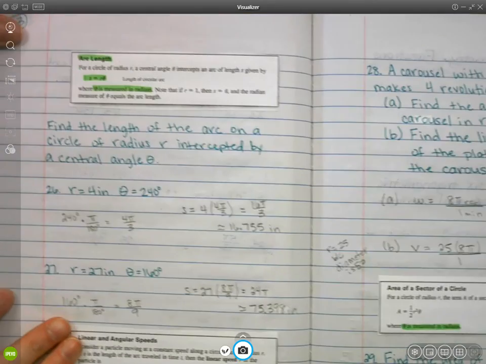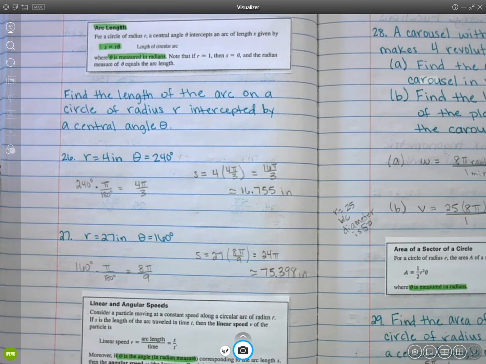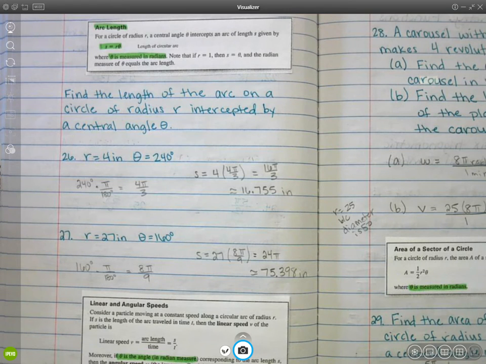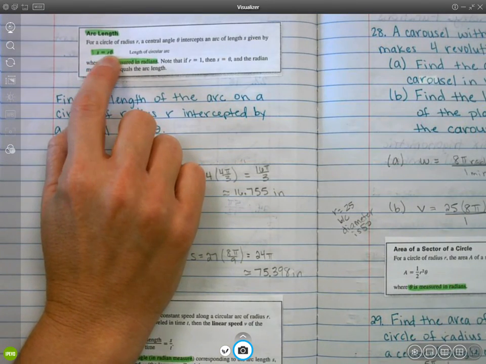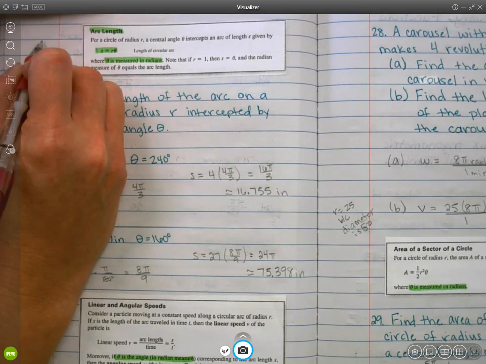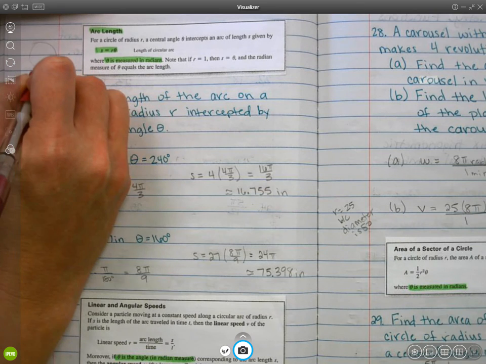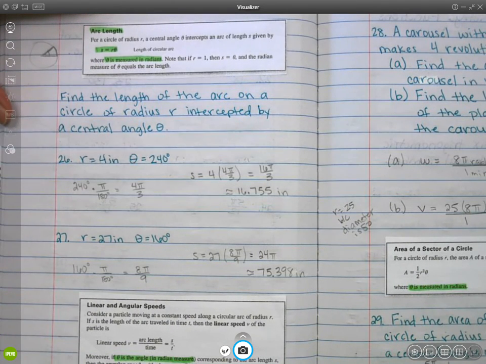Okay, so arc length is a formula. For a circle of radius r, a central angle intercepts an arc of length s given by this formula. This is saying that the arc on the outside of a circle is the radius times the angle. So if I have a circle, then the angle times the radius tells you how long that is.